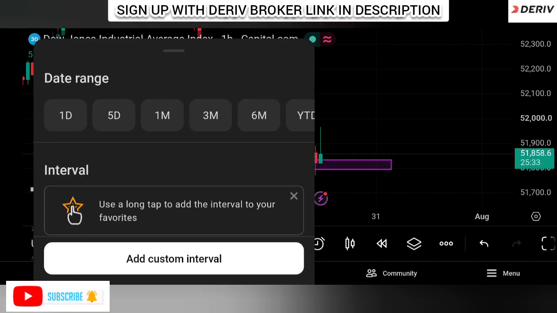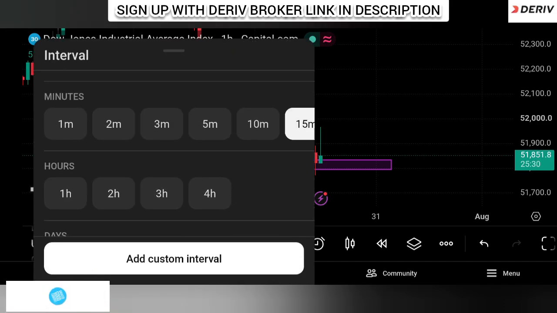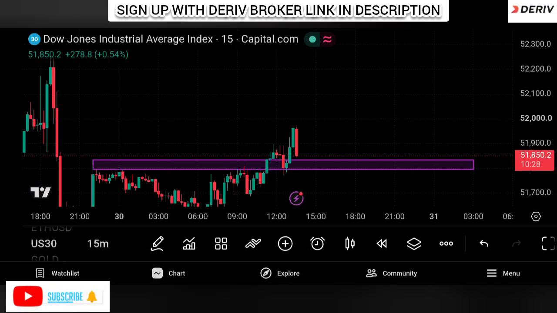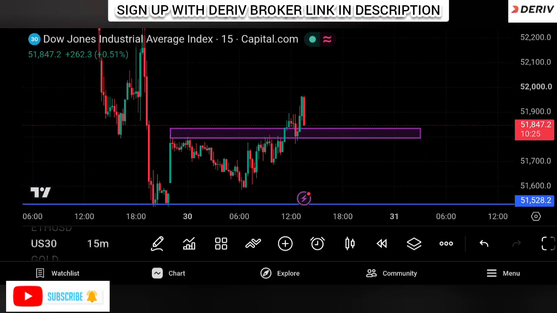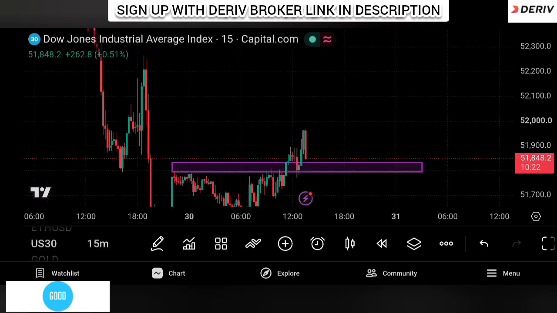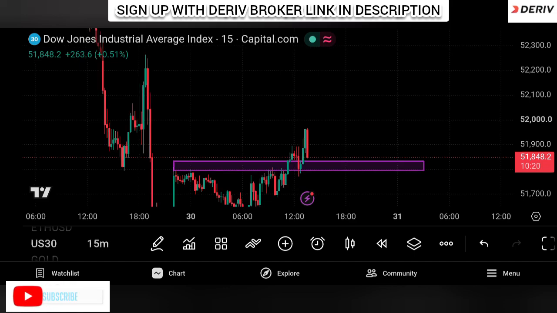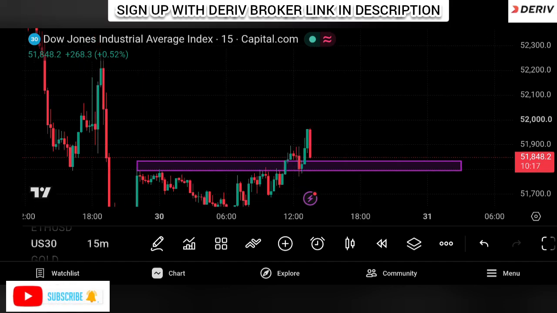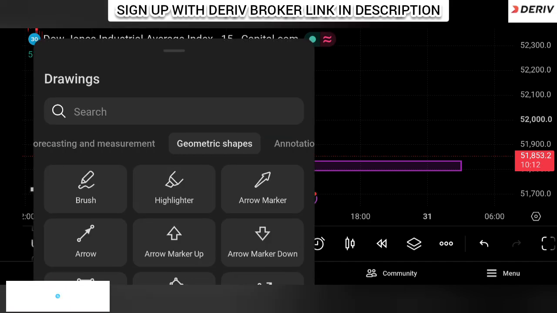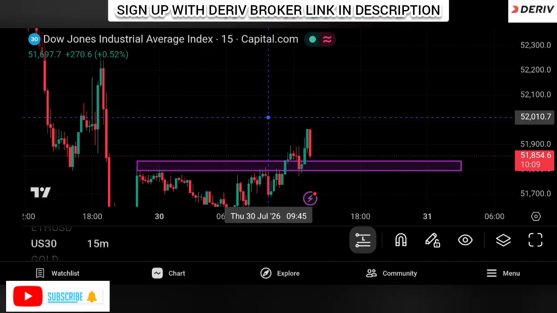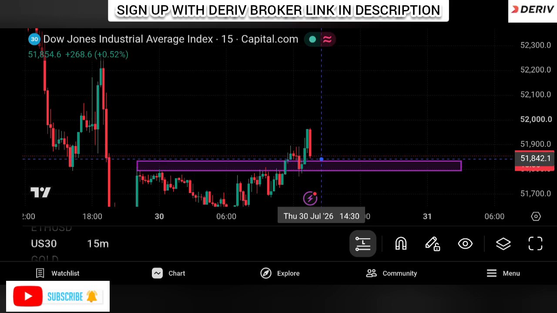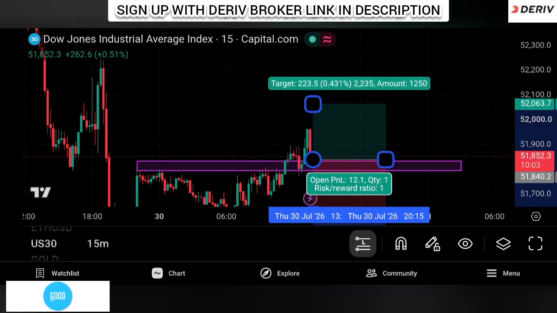Let's move to the 15-minute time frame. You can see on the 15-minute time frame we are retesting the neckline. Okay, we are now retesting the neckline, meaning it is ready for us to buy. This one is ready, you can execute immediately, depending on when you are watching this video.